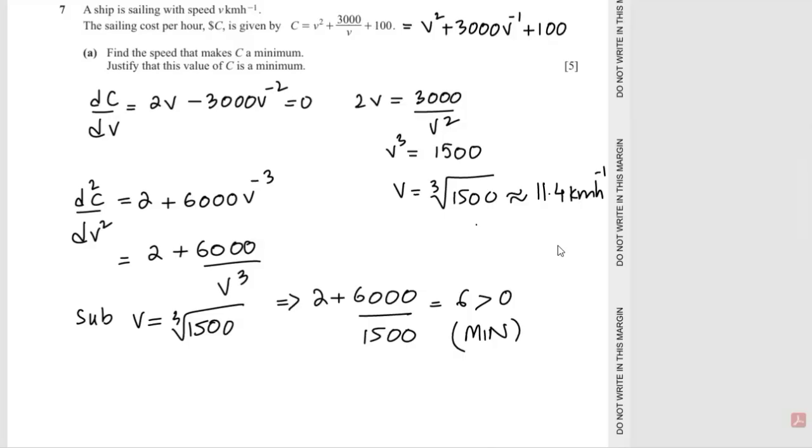If your double derivative's value is more than 0, it's a minimum value. If it's less than 0, it's a maximum value. And if it's 0, that's not part of the course for additional mathematics, inflection points.